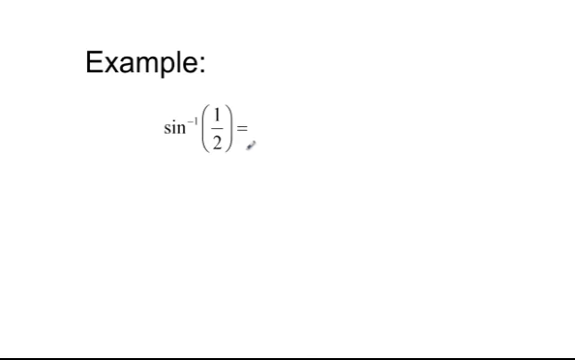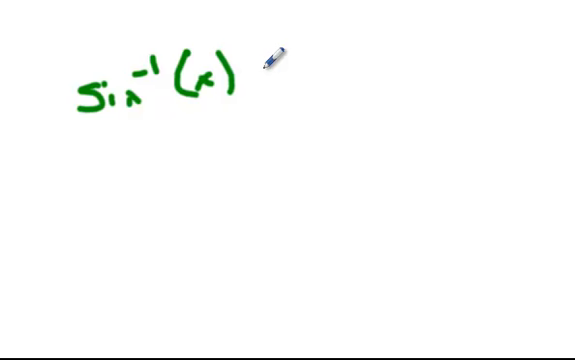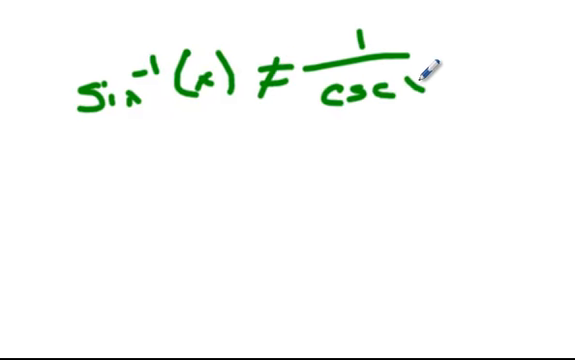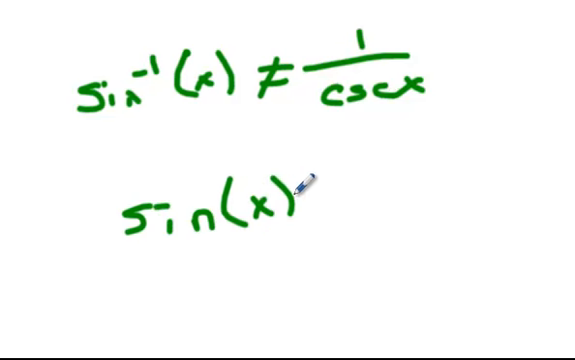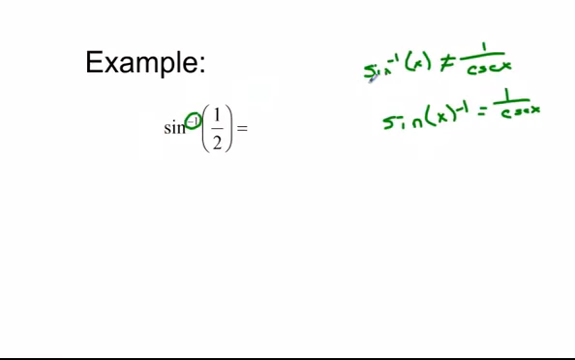So let's take an example. Here's sine, and here's that negative 1. Now I need to remind you, this sine negative 1 of x does not equal 1 over the cosecant. The way we determine 1 over the cosecant, it would be sine of x to the negative 1. That would equal 1 over the cosecant of x. When the negative 1 is next to the sine, then we are dealing with an arc or an inverse function.